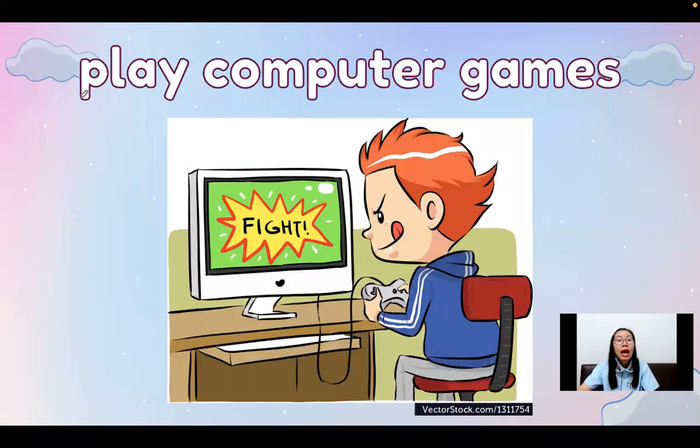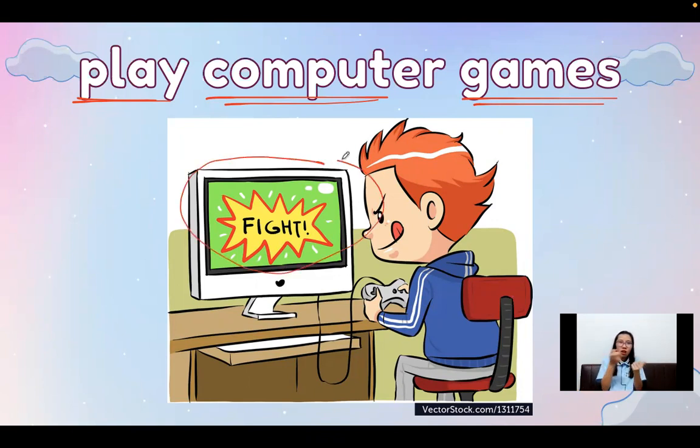All right, next one. Play computer games. Everybody say, play computer games. Play computer games, like this one. Who likes to play computer games? Okay, very good. Who doesn't like to play computer games?